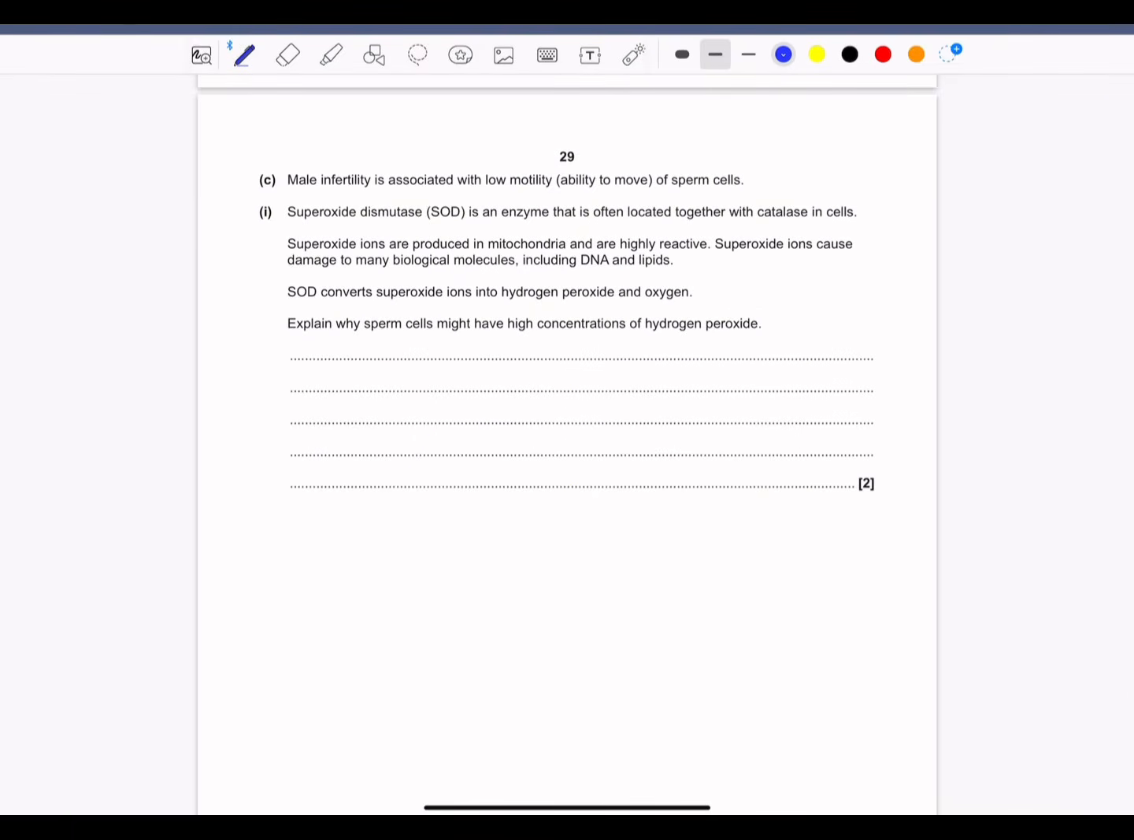Question C: male infertility is associated with low mobility, so the ability to move, of sperm cells. Superoxide dismutase, SOD, is an enzyme that is often located together with catalase in cells. Superoxide ions are produced in mitochondria and are highly reactive. Superoxide ions cause damage to biological molecules, including DNA and lipids. SOD converts superoxide ions into hydrogen peroxide and oxygen. Explain why sperm cells might have a high concentration of hydrogen peroxide.